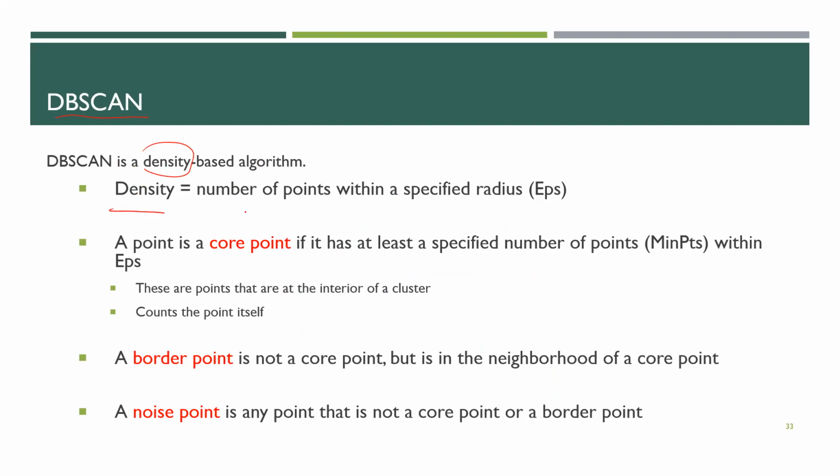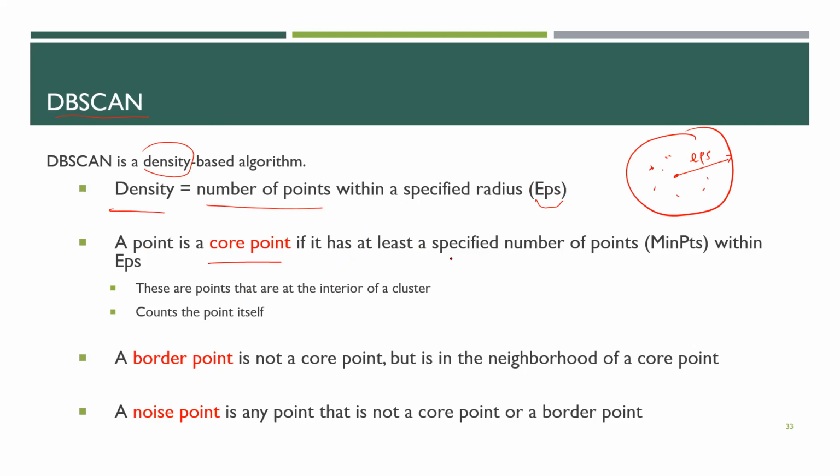Density here is defined as the number of points within a specific radius. Usually they use EPS. For example, this is the core, and this is the radius, whose size is EPS. Density is the number of data points inside this radius. This is density.